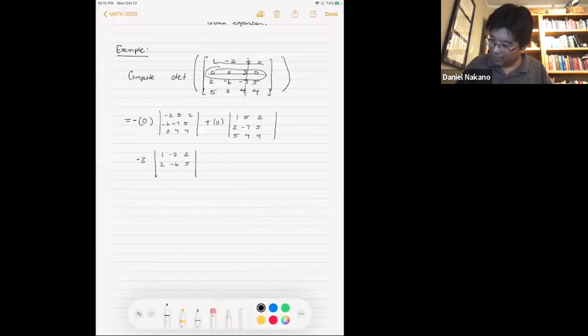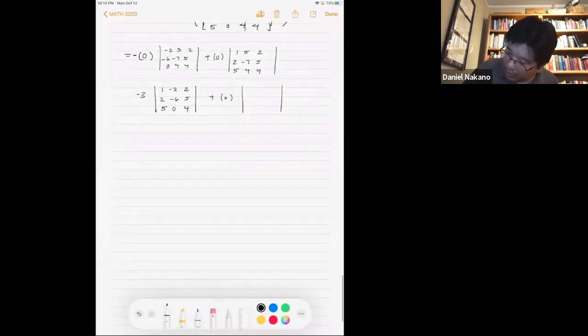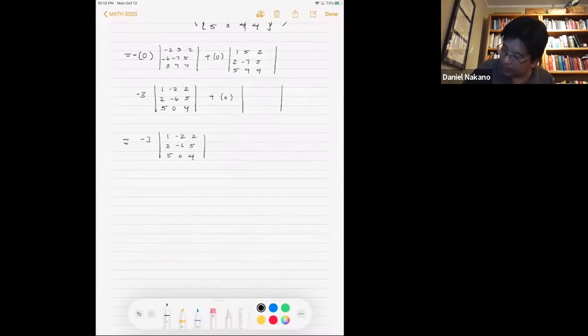It's not that easy, right? And then 5, 0, 4. And finally, I get 0 times something else, and that's not going to matter. So everything with zeros here, we don't care about because the answer is just going to be 0. So I get minus 3 times the determinant of 1 minus 2, 2, and 2 minus 6, 5, and 5, 0, 4.